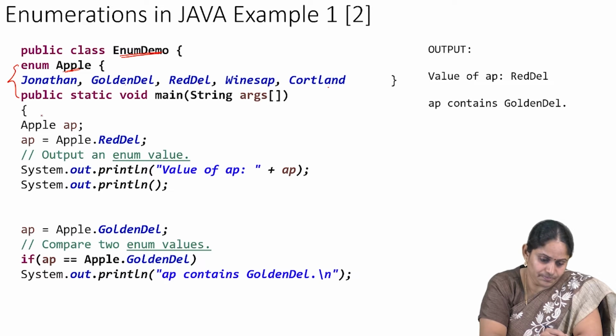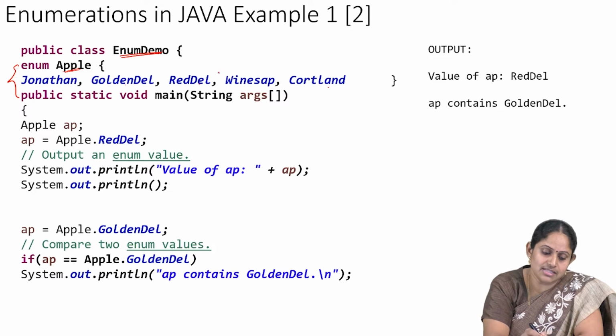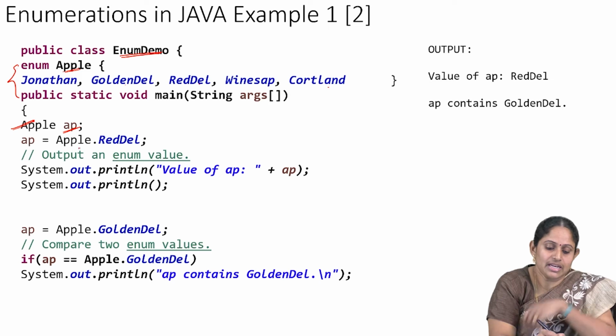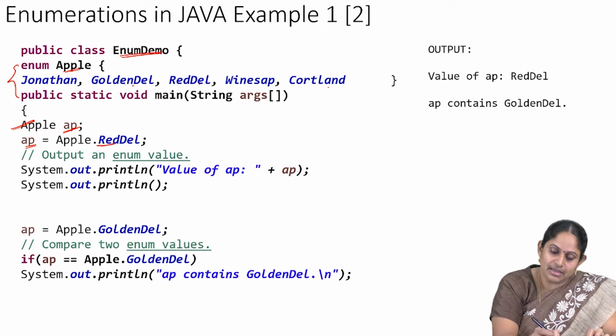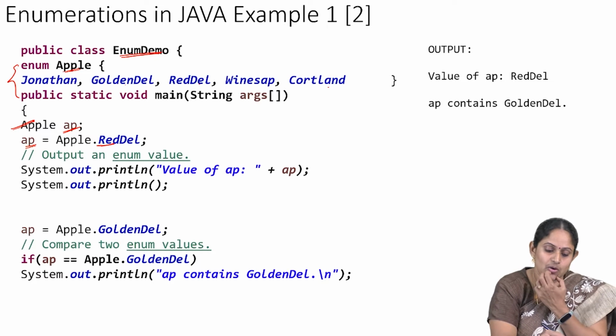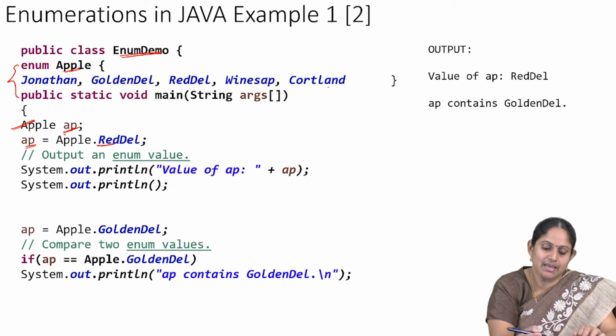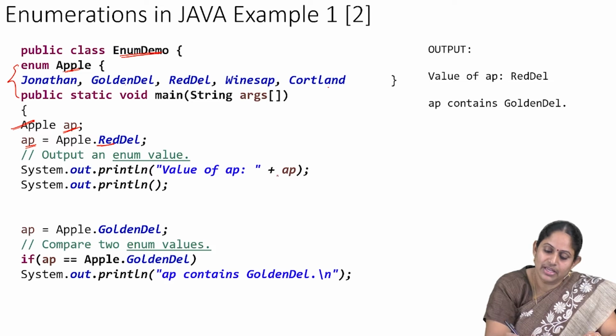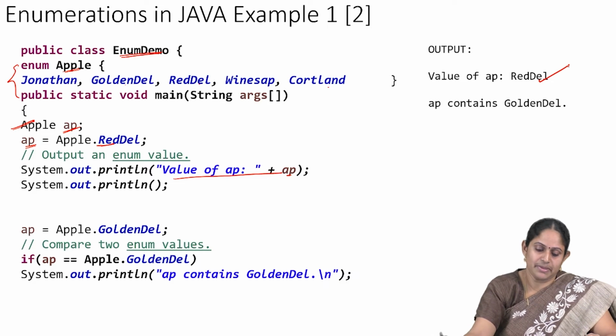So now, to access these, we are creating an object of enum type Apple. That is AP. Now we are assigning Redtail to AP. To assign any of the constants, as I've told you, we can assign any constant of Redtail onto the variable AP. So now we are displaying the content of AP. So you get "value of AP is" AP. AP was Redtail, so we get Redtail displayed.